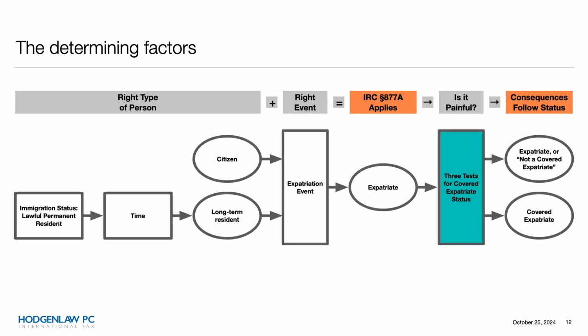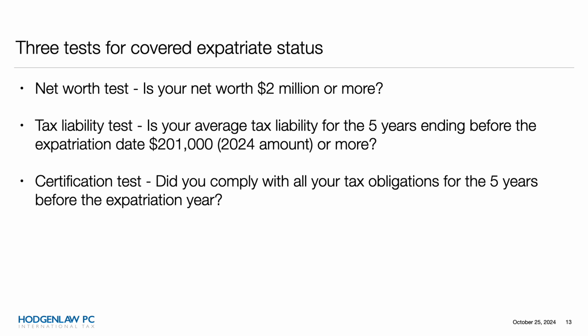So now that you know you're an expatriate, you have to look at the 3 financial tests for covered expatriate status. As I mentioned before, you only need to fail one of these tests to be a covered expatriate. So if your net worth is $2 million or more, you're a covered expatriate. If your tax liability test, your average tax liability for the 5 years ending before expatriation is $201,000 or more, you're a covered expatriate. And that amount gets indexed for inflation, so it changes every year.